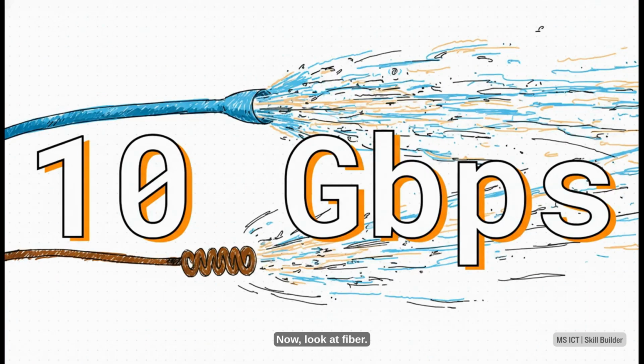Now, look at fiber. We're not talking megabits anymore. Oh no, we are talking gigabits, or Gbps. And 1 gigabit is 1,000 megabits. So at 10 gigabits per second, you could download a full HD movie in like 4 seconds. It's not just faster, it's a completely different league.